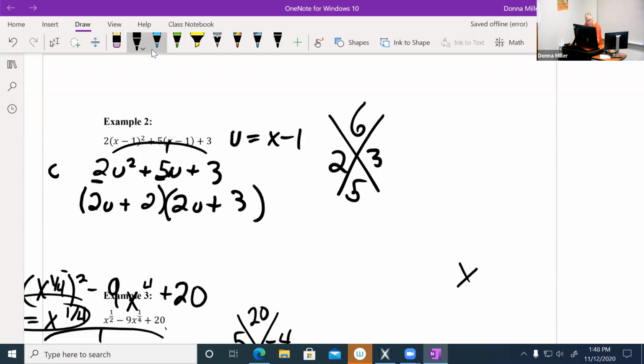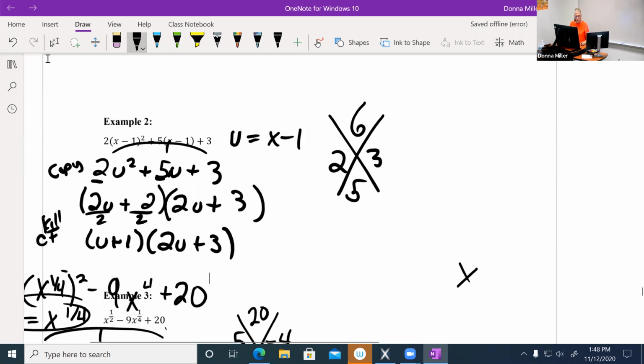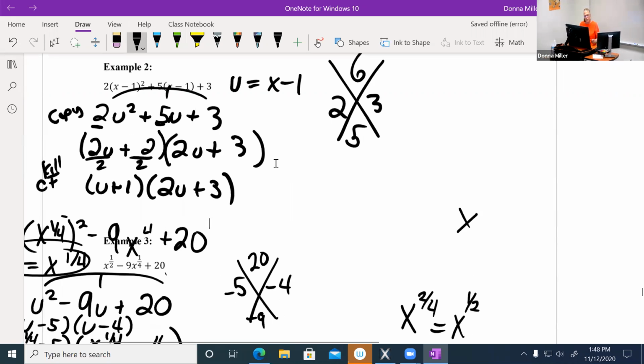Okay, so I copied this, and I kill the common factors. So if I look at the first set, I can take a 2 out of there, right? Destroy it. All right, so I get u plus 1. And on the second set, nothing I can do with it, right? So I leave it alone. All right, so my last step is to replace the u, right? U is x minus 1. So I'm going to go back and replace that.